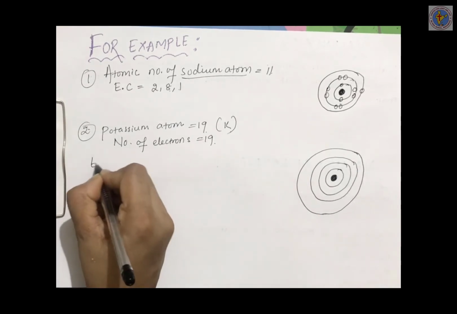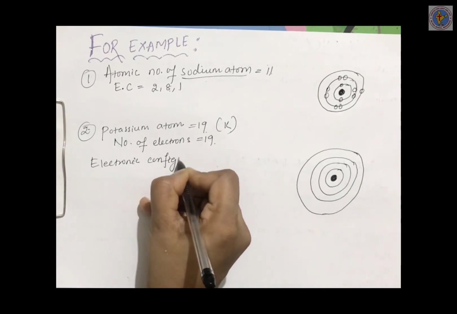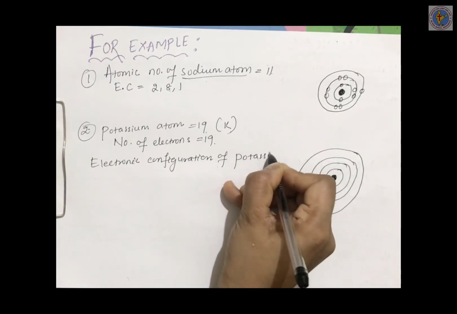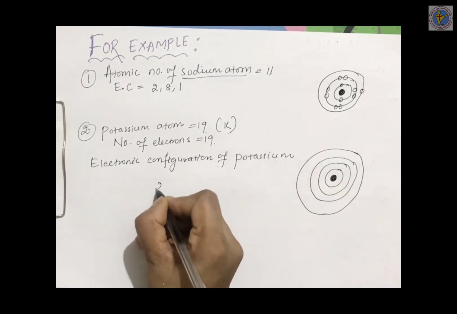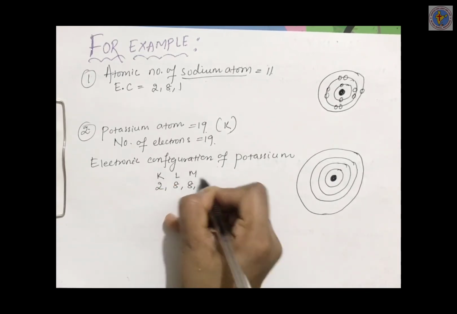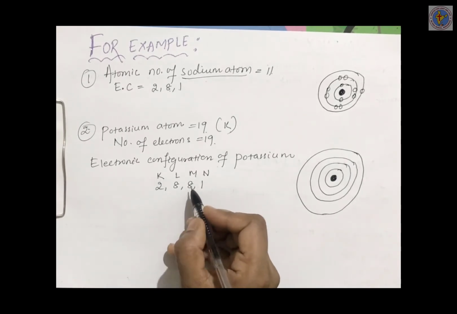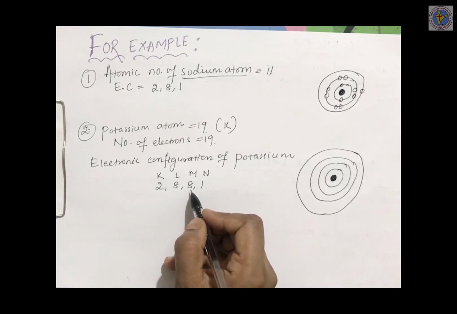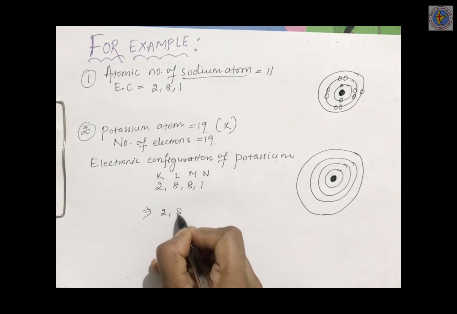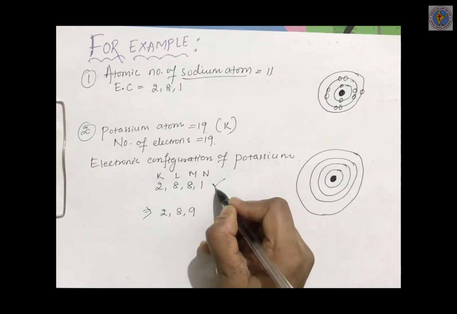Now what is the electronic configuration of the potassium atom, children? It is 2, 8, 8, 1. That means this is K, L, M, N. Now you must be thinking that the M shell can accommodate 18 electrons. We know that the M shell can accommodate 18 electrons. So why can't we write like this, 2, 8, 9? We cannot write like this, children. This is the correct form and this is the wrong form.